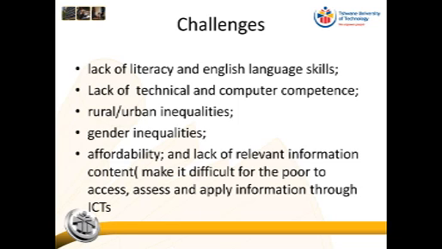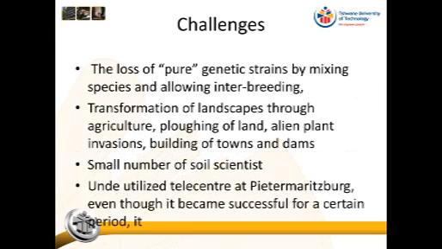The loss of pure genetic strains, this is why biodiversity issues come into place. A small number of soil scientists. South Africa does not have so many soil scientists compared with the countries that are under the G8. Now, this is the proposed framework that we've gathered after we've mentioned all the problems that we encountered with ICT.